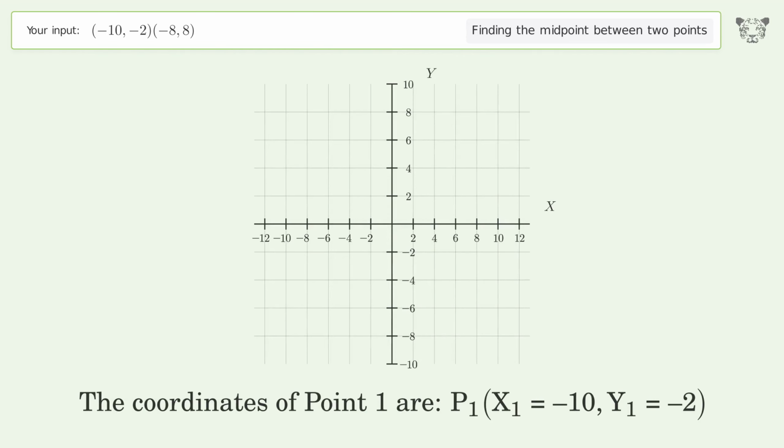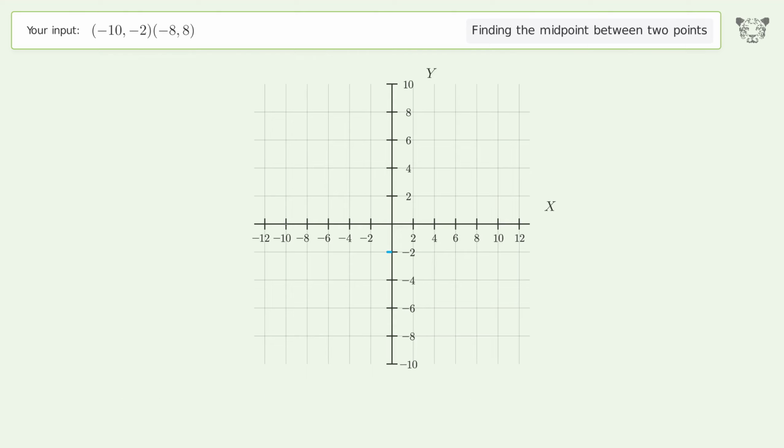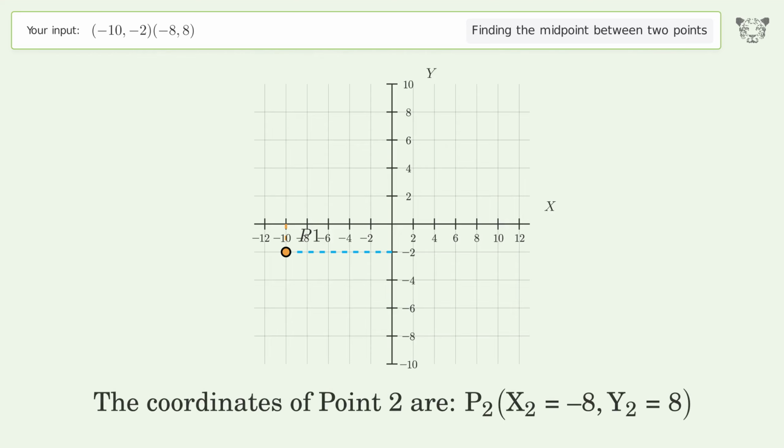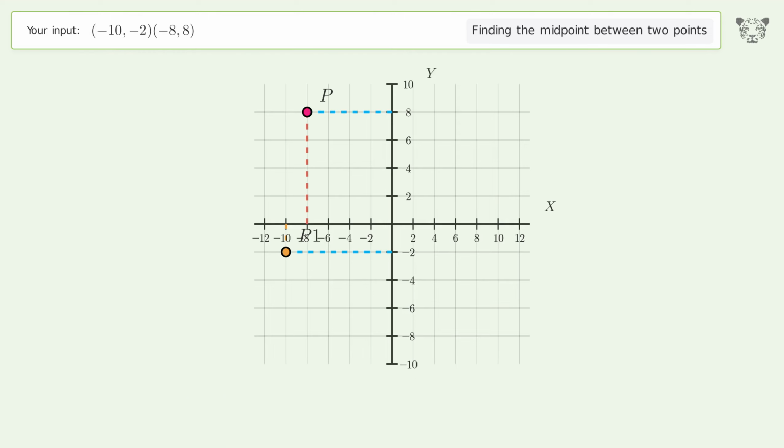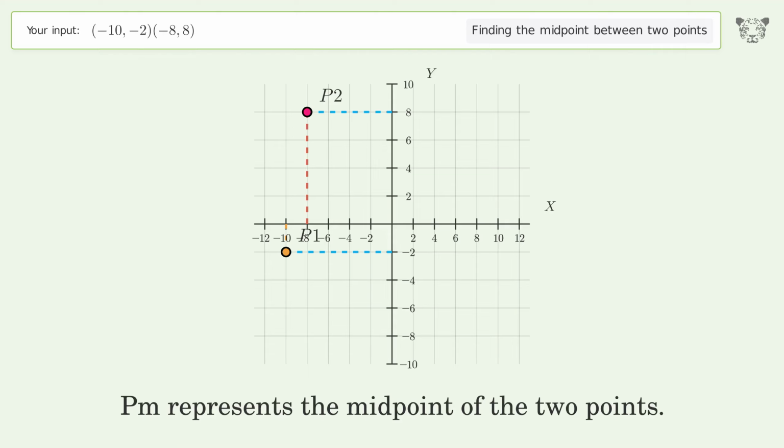The coordinates of point 1 are x1 equals -10, y1 equals -2. The coordinates of point 2 are x2 equals -8, y2 equals 8. PM represents the midpoint of the 2 points.